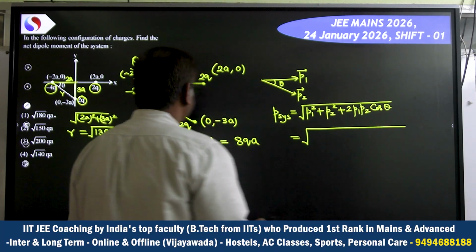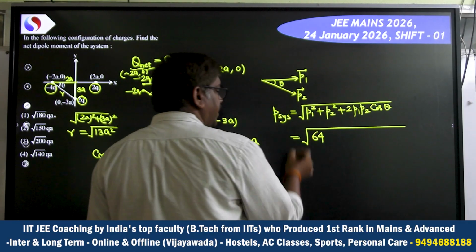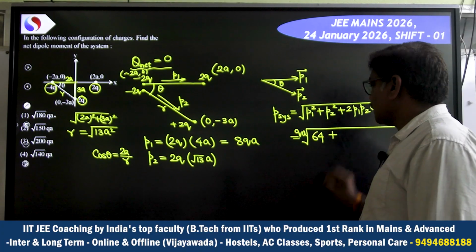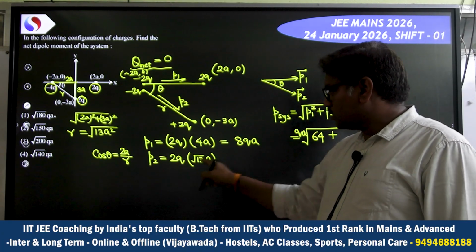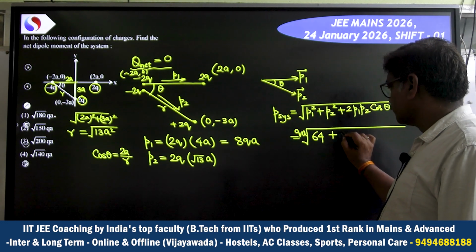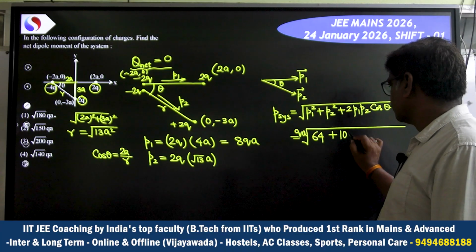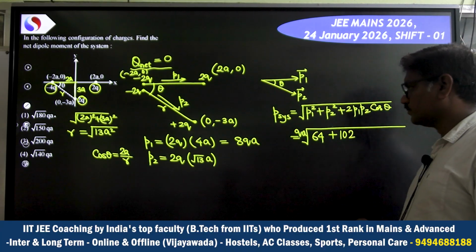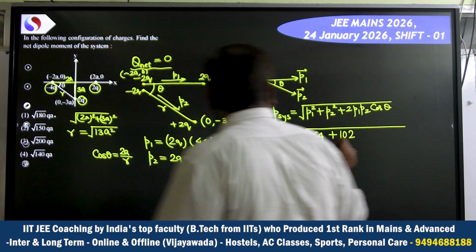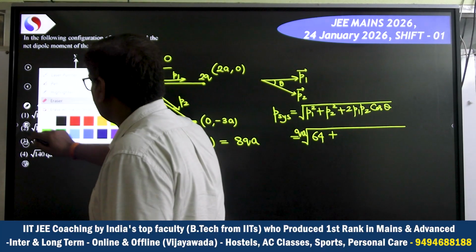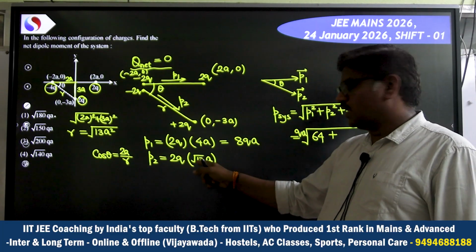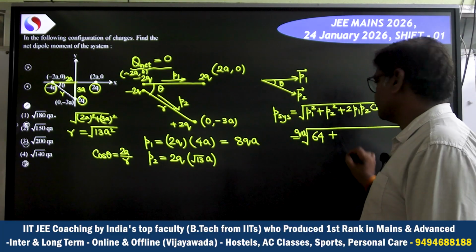So this goes as P1 square, that is 64. qa is common in both, so I will take qa outside. 64 plus P2 square, which is 4 into 13. 4 into 13, 13 into 4, so it is 52.